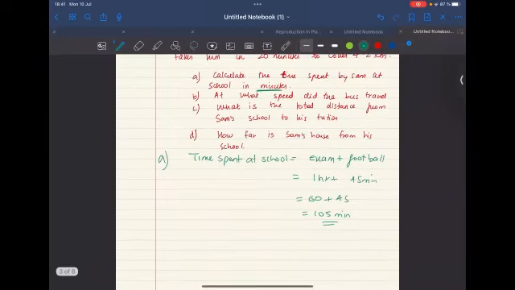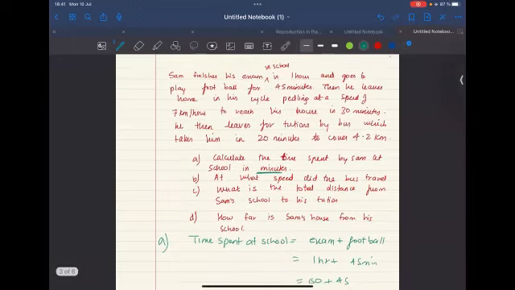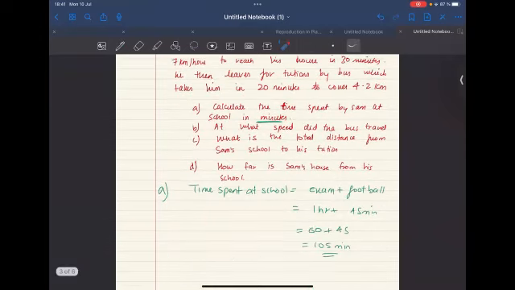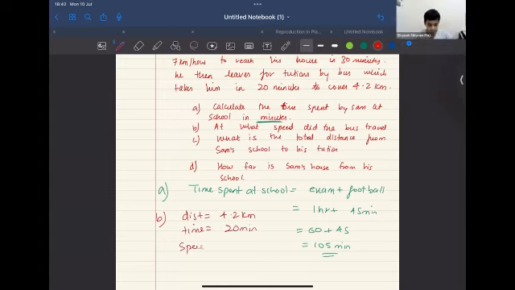Okay. So at what speed did the bus travel? Here, he leaves home on his cycle, so he's not using the bus over here. Here he leaves for tuition by bus, which takes him 20 minutes and 4.2 kilometers. So we know that the distance is 4.2 kilometers and the time is 20 minutes. What are you supposed to find over here? We should find the speed. Speed equals distance divided by time.